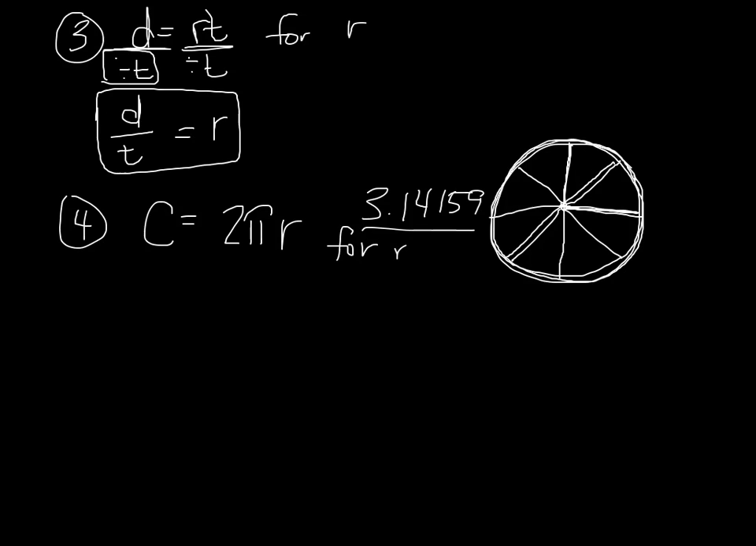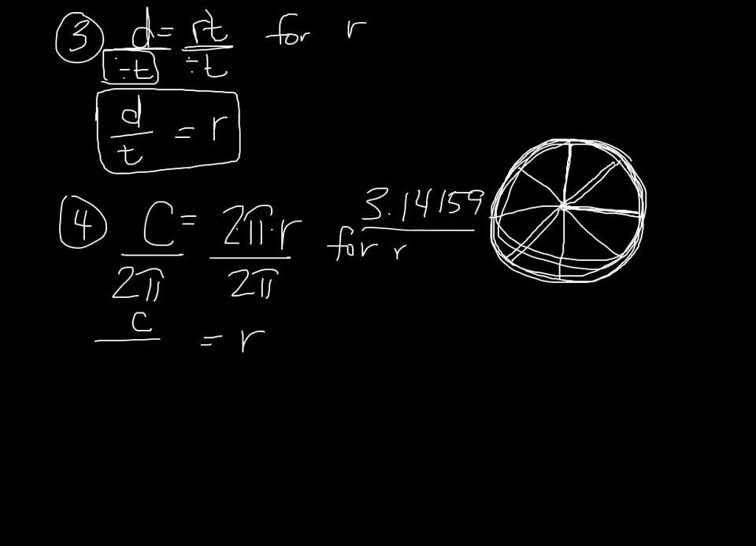Okay, so I have to get rid of this 2 pi that I'm left with. And what's nice is they're all multiplying together. So that means I just need to divide by 2 pi, and I would get r equals circumference, remember that length around the whole outside of the circle, over 2 pi. Okay, boom. That was pretty darn easy. All we had to do was divide by 2 pi.